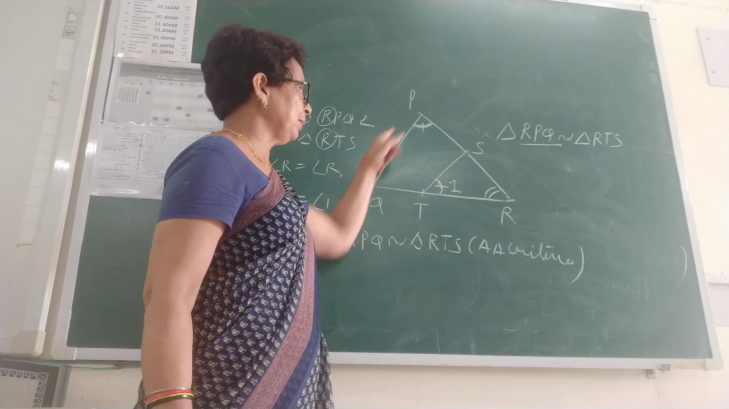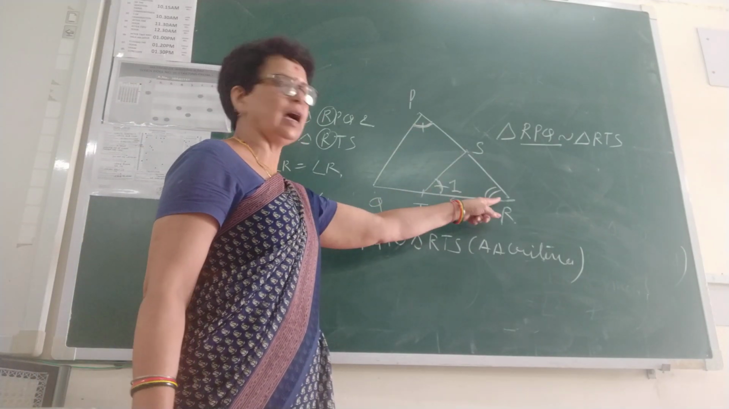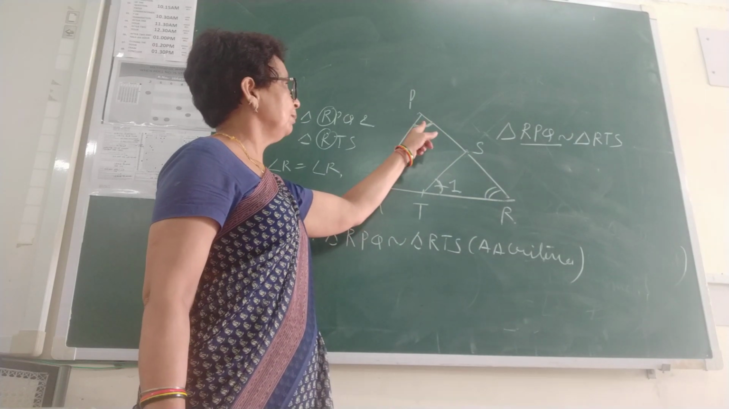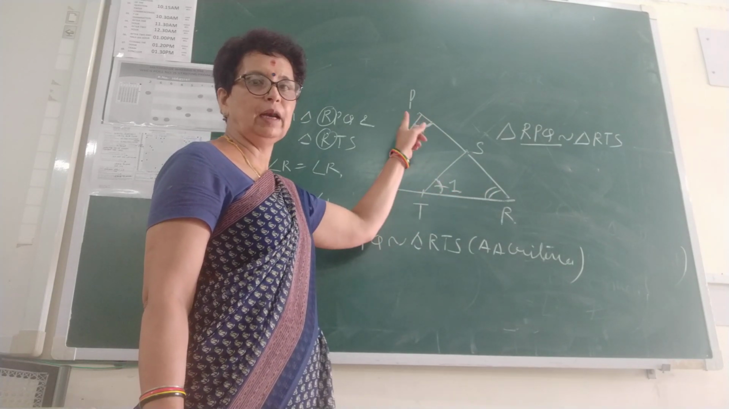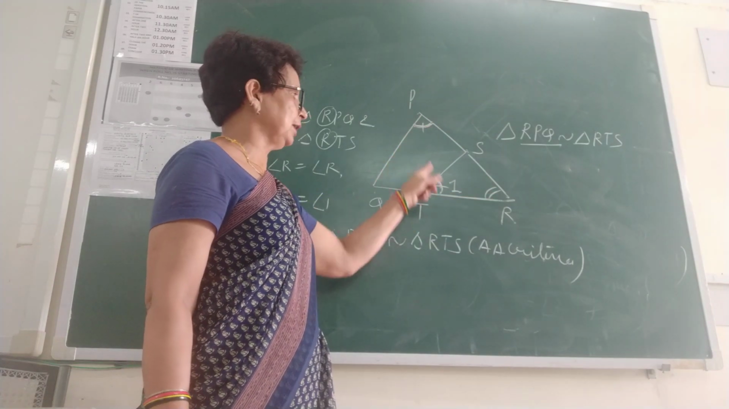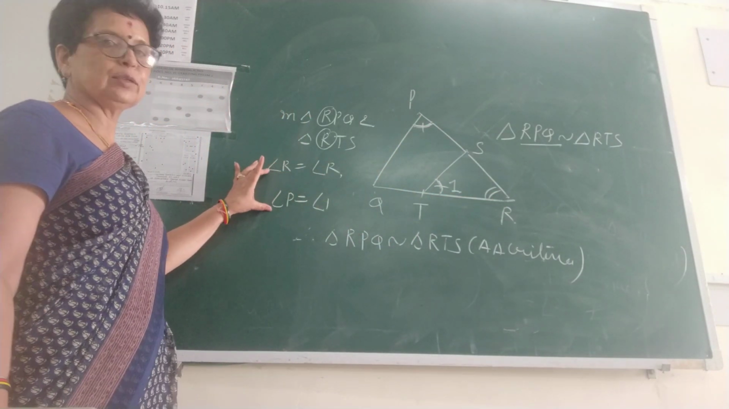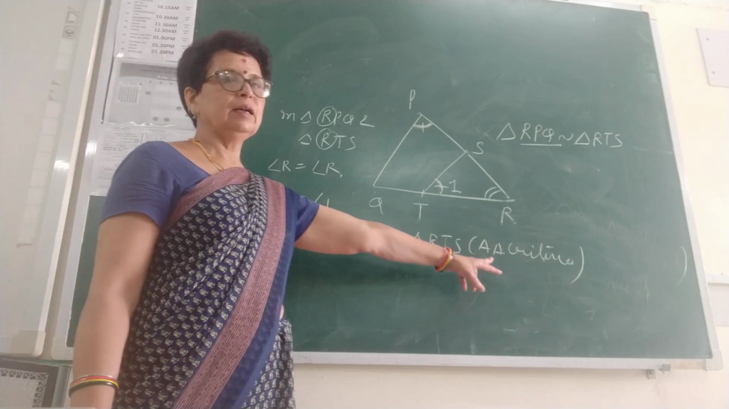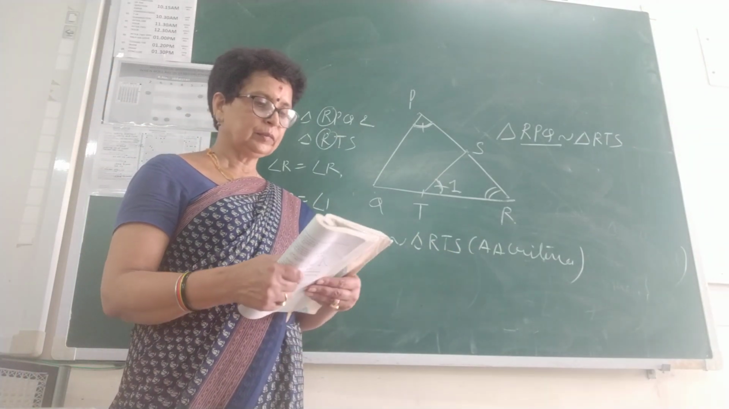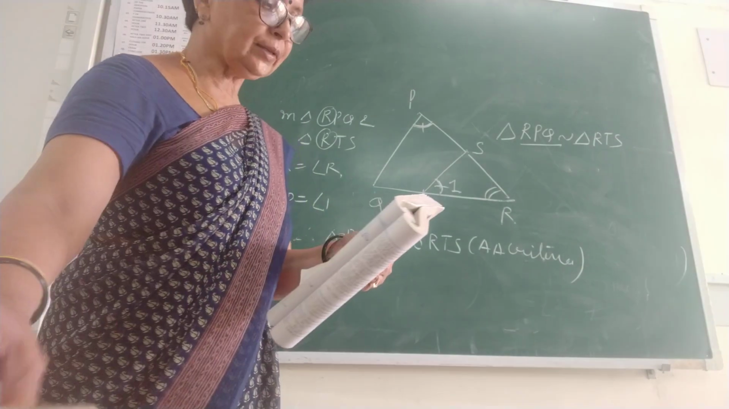In triangle RPQ and RTS, angle R is common. Angle P is equal to angle 1. The two angles are equal. One is common, another one is equal. Therefore, the two sets of angles are equal. Therefore, the two triangles are similar by double A criteria. Now, the next one, sixth question.